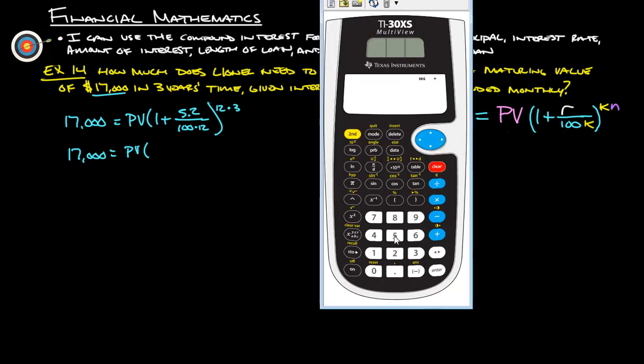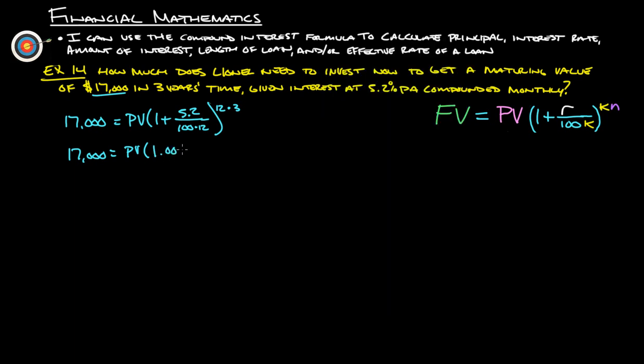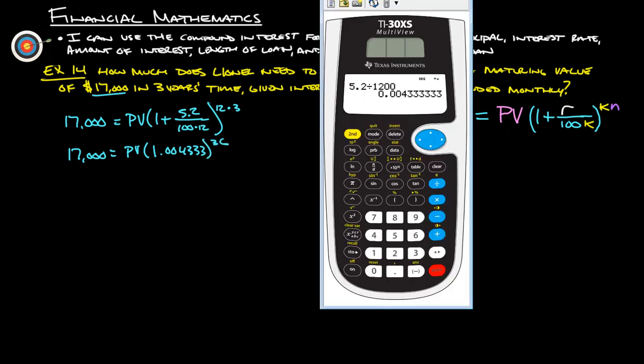So we got 5.2 divided by 100 times 12 is 1,200. Gives us that. So it's 1.00433. So this is going to be 1.00433, as many threes as we can muster in there, all to the 36th power.